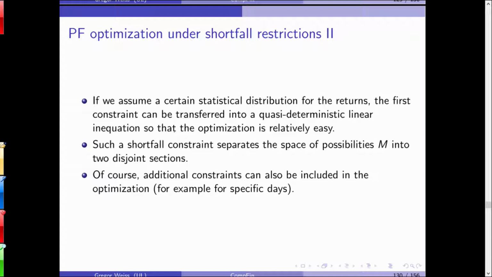Now, if we assume a certain statistical distribution for the returns, we can convert the first constraint into a quasi-deterministic linear inequation. In this case, the optimization is actually quite simple. What happens is we just have a possibility space M, and we take the shortfall constraint, and this is quite simple. It cuts through the set of all possible portfolios, and we can see that suddenly only these portfolios are feasible. We can also include additional constraints. This will only lead to more constraints, and then we see that in the end we only have to look for solutions in this area, for example. And this is how it actually works.